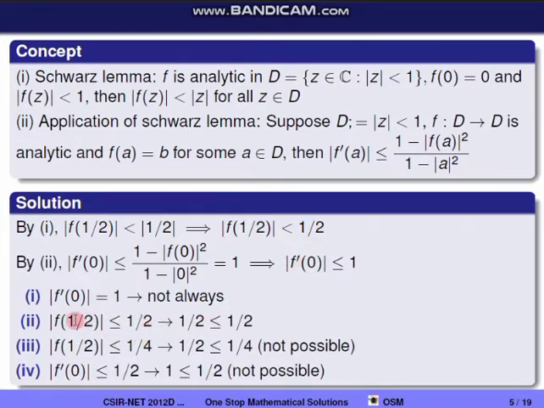So this is correct. Third one, mod f of 1 by 2 is less than or equal to 1 by 4. We got mod f of 1 by 2 is less than 1 by 2. But 1 by 2 is greater than 1 by 4. So this option cannot happen. Similarly, the fourth cannot happen because we have mod f dash of 0 is less than or equal to 1 and 1 is greater than 1 by 2. So this option also is not true. So the correct option is the second one.